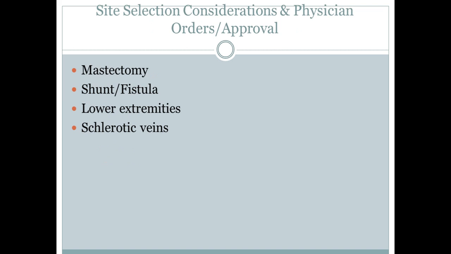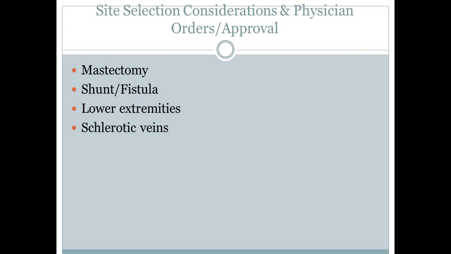We're also part of looking at that chart is knowing, as I said before, if they had a mastectomy. If for some reason there are no other sites other than the site of their mastectomy, you have to get physician orders or approval to put an IV in that site. Same thing if, let's say, they're going to dialysis or they have a shunt or fistula. We are not going to be accessing those, and we are not going to put an IV site on that side unless we get that approval from the physician.